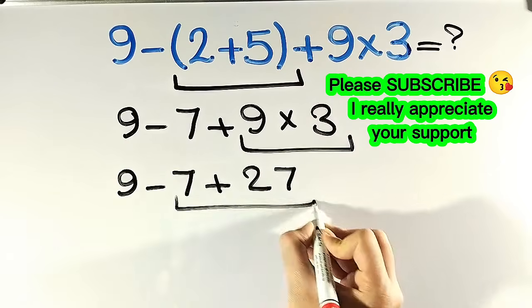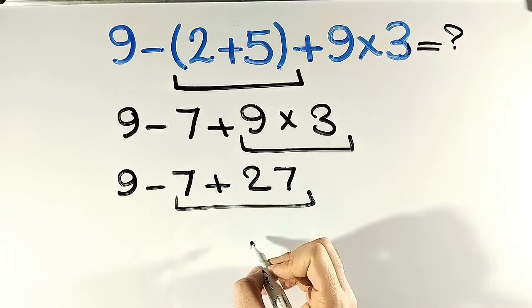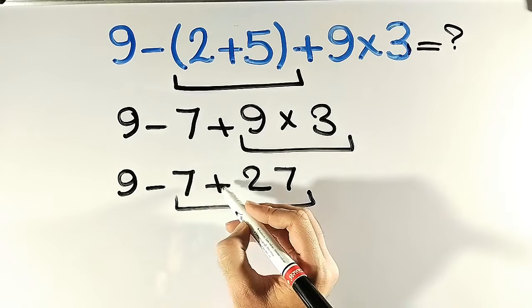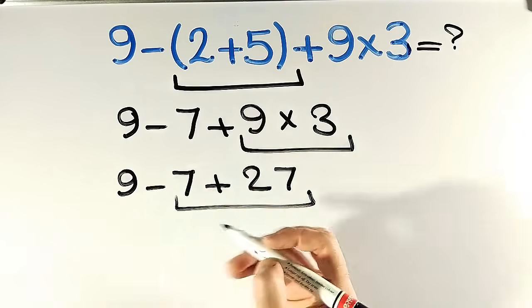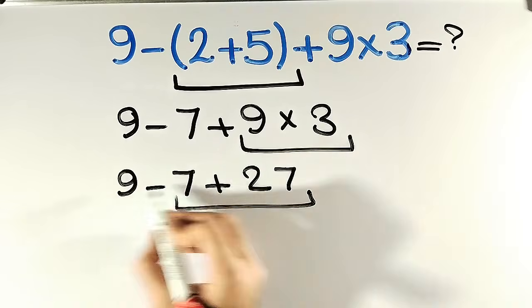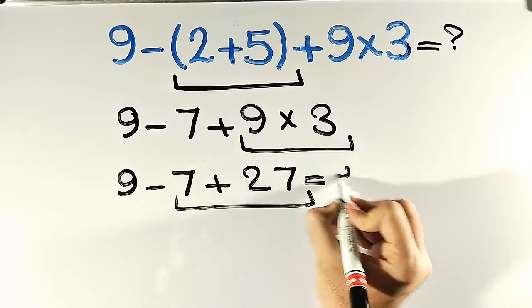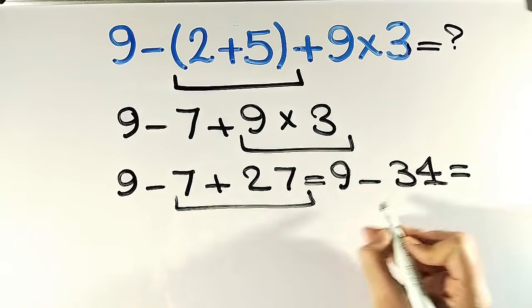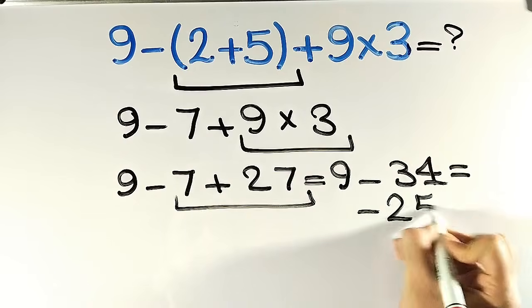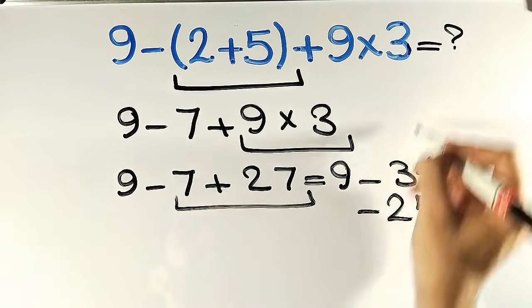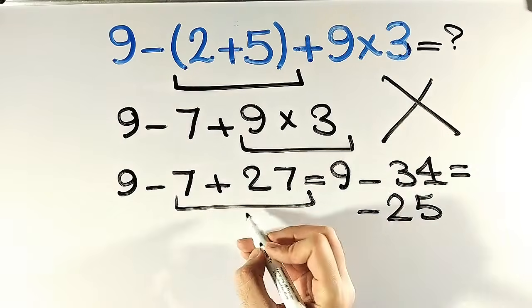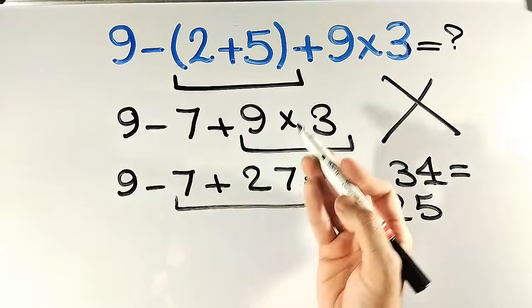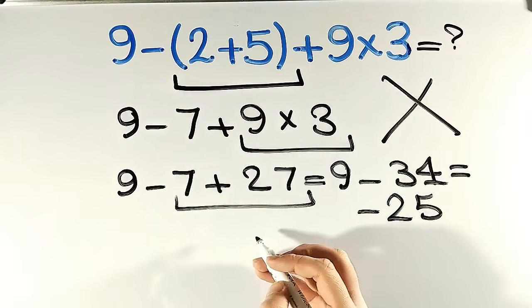Then, they go for the addition between 7 and 27 because they believe addition has a higher priority than subtraction. So, instead of this expression, they write 9 minus 34. Which finally gives them the answer, negative 25. However, this answer is absolutely wrong.